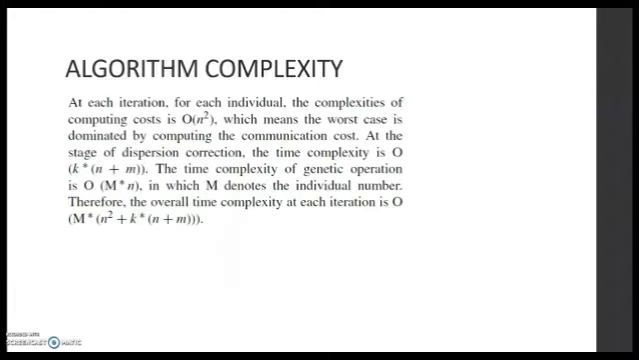So now we come to the algorithm complexity. At each iteration for each individual, the complexity of computing costs is O of n square, which means the worst case is dominated by computing the communication cost. At the stage of dispersion correction, the time complexity is O of k star n plus m. The time complexity of genetic operation is O of m into n, in which m denotes the individual number, that is capital M. Therefore, the overall time complexity at each iteration is O of m into n square plus k into n plus m.